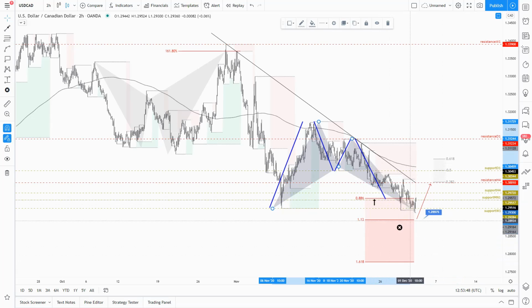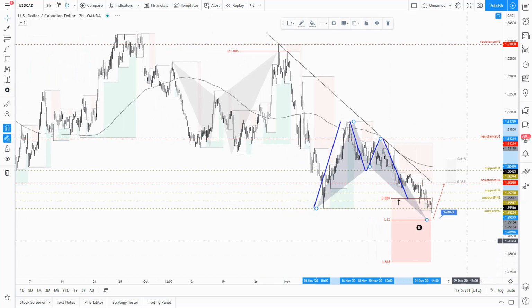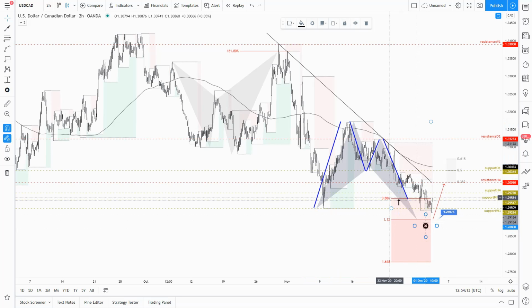at 88.6. Always take into consideration the alt BAT pattern, because usually if there are hunters trying to hunt your stops positioned right below, they will use these situations to hunt the stops positioned right below those lows. So when trading the BAT pattern at 88.6, I always suggest taking into consideration the 113% Fibonacci extension, because that allows you to protect your trade from potential hunters trying to stop those limits positioned right there.